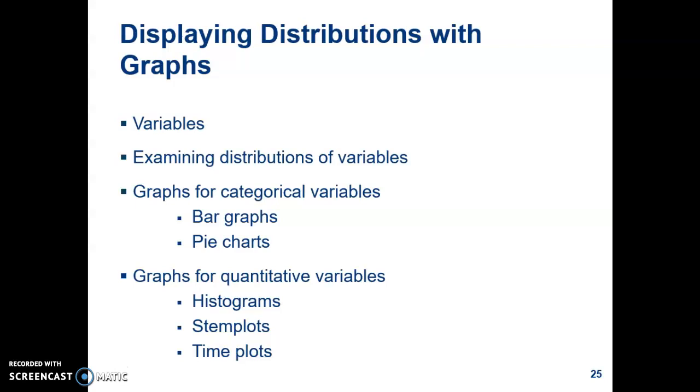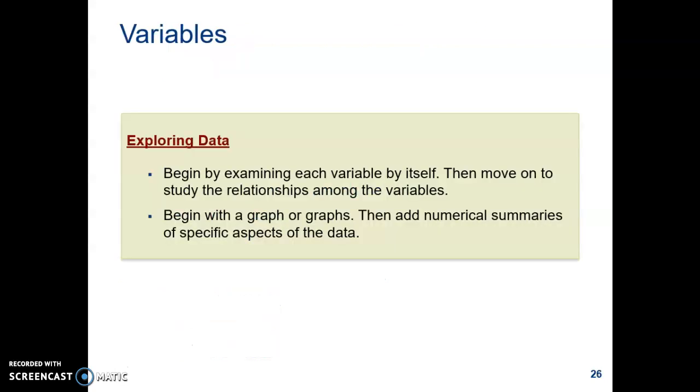We talked about it a little bit in a previous lecture. We have variables, and we have distributions of them, and we have various methods of displaying them. Bar charts and pie charts for categorical variables, histogram, stem plots, and time plots, and actually dot plots for quantitative variables. So we look at each variable and then we compare the minimum, the maximum, frequency of distribution, etc. within that, and we look at relationships between various variables.